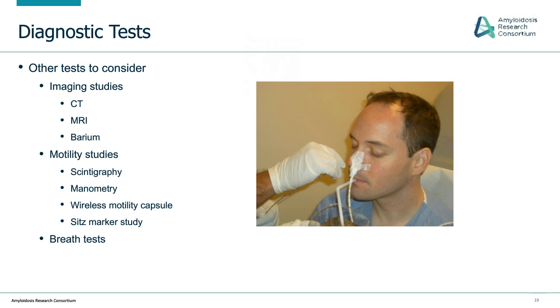There's a test now that's referred to as wireless motility capsule, where you take a capsule and swallow it, and that capsule has sensors that will then look at the pressure throughout the gut. And then there's a test that's called a SITZ study, where you take a small capsule that has 24 little beads in it, swallow that, and then take x-rays looking to see how long that takes. But all of these studies can, in different ways, look at the strength of contractions and the speed with which things move through.